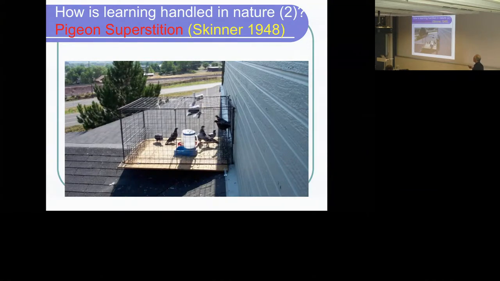So what was the experiment? What Skinner did is he put pigeons in a big cage and he starved them. He didn't give them food until the pigeons lost 25% of their body weight. At that point, if someone doesn't give you food until you lose 25% of your body weight, you're very hungry and you're trying to do something about it.